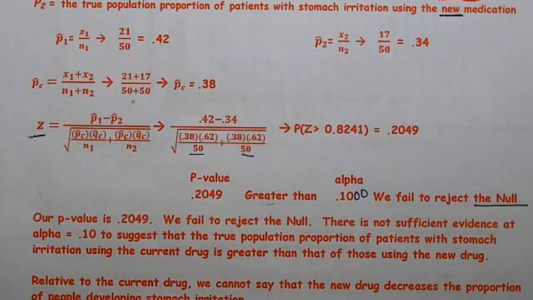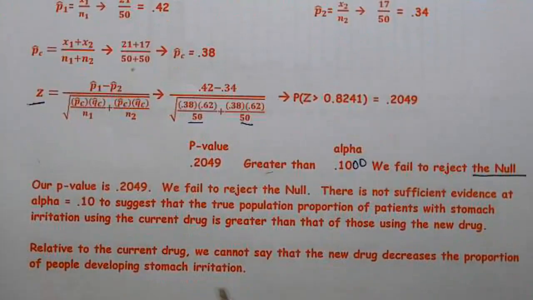There is not sufficient evidence at alpha equal 0.1 to suggest that the true population proportion of patients with stomach irritation using the current drug is greater than that of those using the new drug. So in other words, in simplified terms, relative to the current drug, we cannot say that the new drug decreases the proportion of people developing stomach irritation.